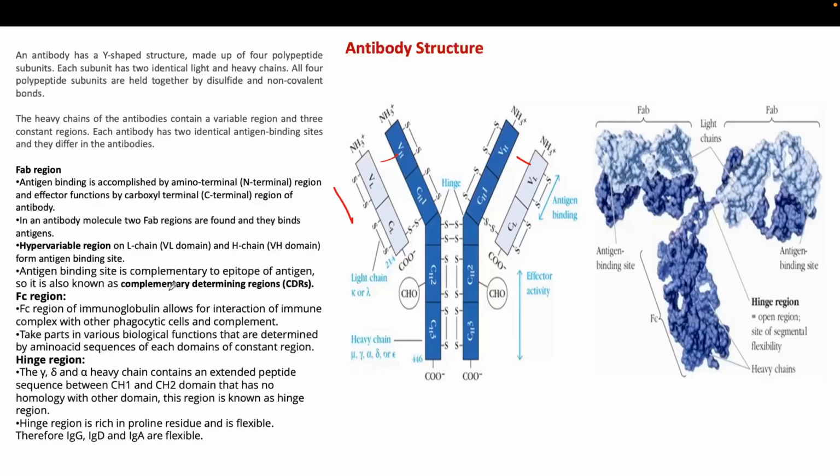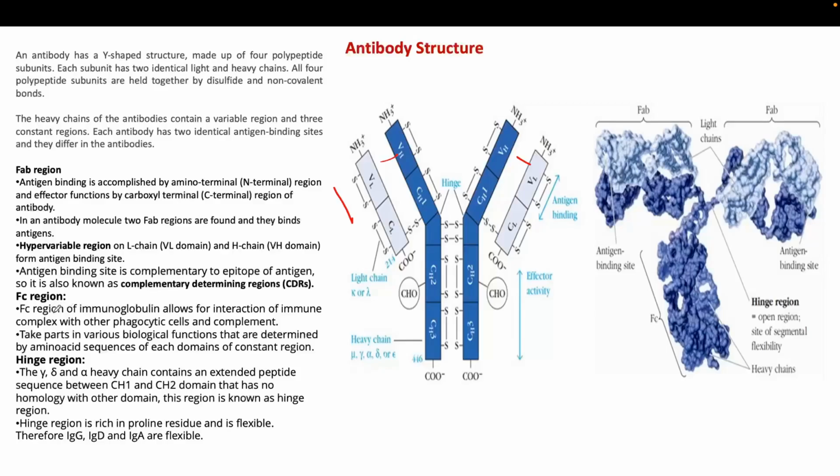Then the antigen binding site is complementary to the epitope of the antigen, so it is called the complementarity determining region. This site is also called the paratope because it is complementary to the epitope of the antigen. So that's why it is called the complementarity determining region, as well as the paratope.